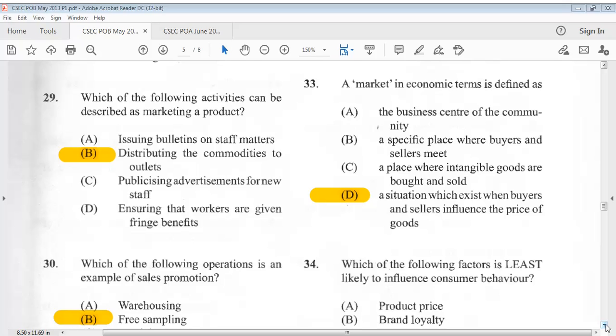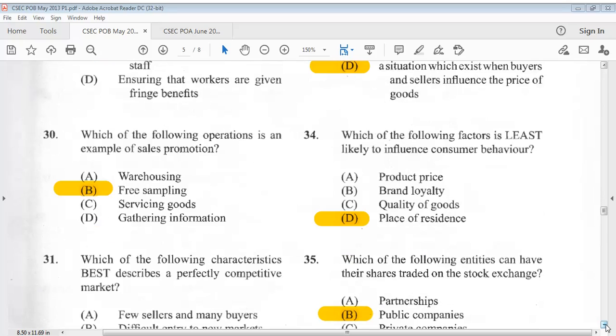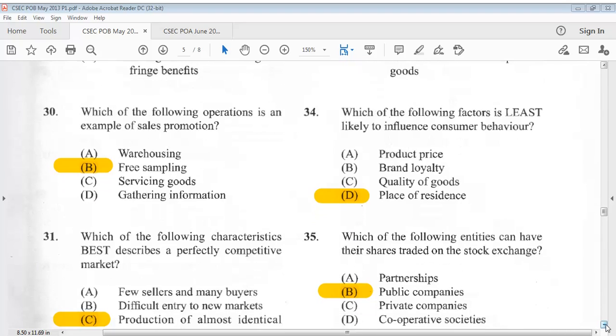A, issuing bulletins on staff matters, B, distributing the commodities to outlets, C, publicizing advertisements for new staff, or D, ensuring that workers are given fringe benefits. The answer is B, distributing the commodities to outlets. 30 says, which of the following operations is an example of sales promotion? We know B, free sampling.